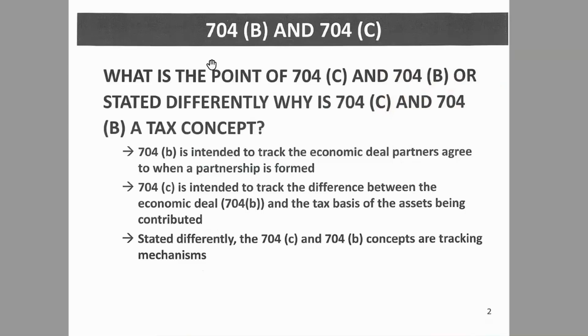Kelsey, what's this first slide say? What is the point of 704C and 704B? Or stated differently, what is 704C and 704B a tax concept? 704B is intended to track the economic deal partners agree to when a partnership is formed. 704C is intended to track the difference between the economic deal, which was 704B, and the tax basis of the assets being contributed. Stated differently, the 704C and 704B concepts are tracking mechanisms.